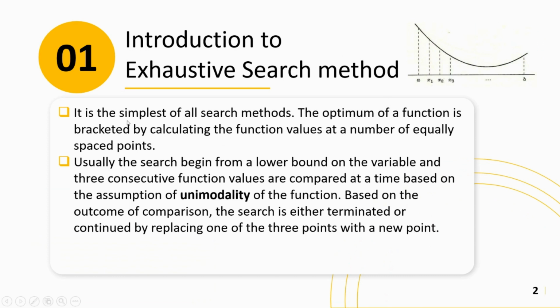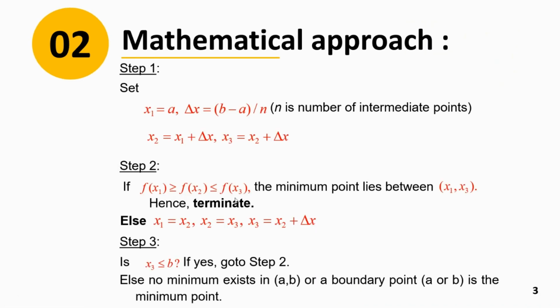Exhaustive search is the simplest of all search methods. In this method, the optimum of a function is found by calculating the function values at equally spaced points. Generally, this exhaustive search method is valid only for unimodal functions. Let us see the mathematical approach.